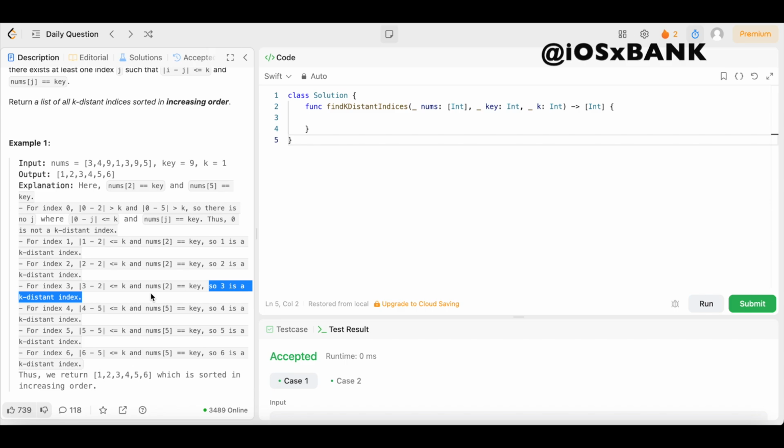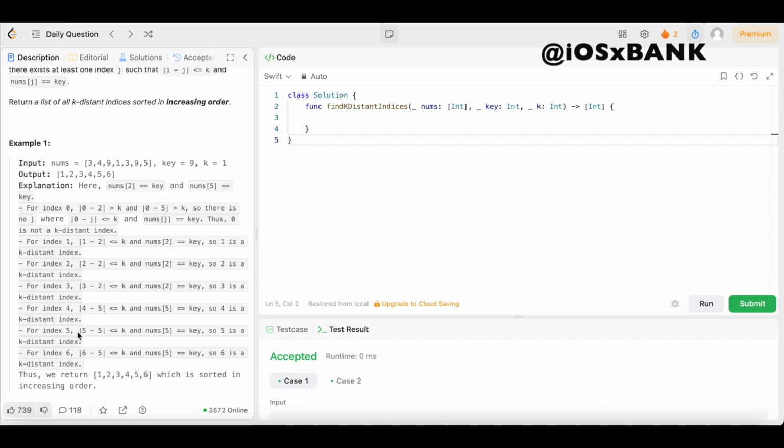Now let's go on and find the next set of valid k-distant indexes when j is going to be equal to 9. So in this case, we're looking at index 4. 4 minus 5 is going to give us negative 1. The absolute value of negative 1 is 1. 1 is equal to k, right? k is 1 once again. And nums of 5, which is our j, is equal to key. Once again, we have a key of 9. We have a key at 2 and 5. Right now we're looking at 5. So nums of 5 is equal to key, which makes 4 a k-distant index.